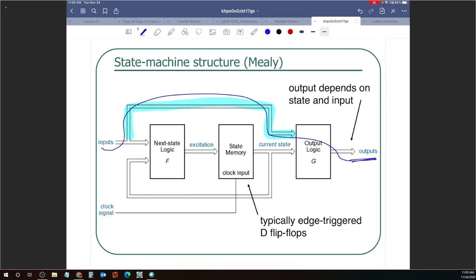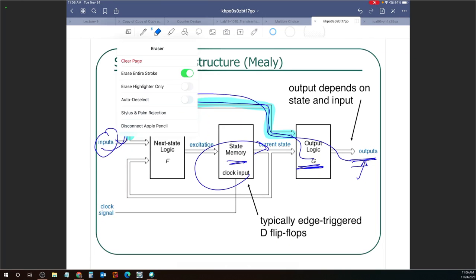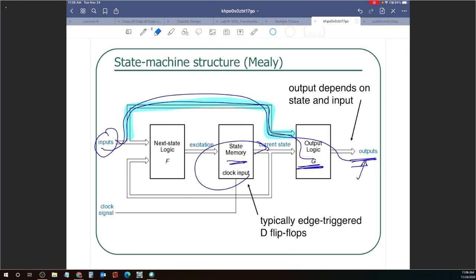But for Mealy, the inputs change. That means that change goes through this. This is combinational, so the outputs can change. They don't need to wait for this to go from the current state to the next state. They could, but it's not necessary, right? So Mealy has both types. So it's like Moore plus a dependence on input directly. All right, we can come back to it if you guys have more questions about that.